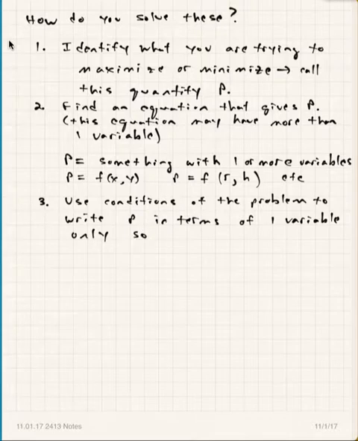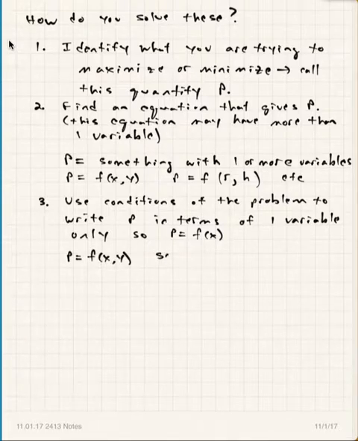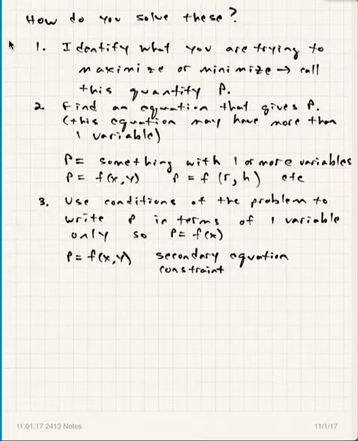So in other words, P is just equal to some function of X, for example. Now, this process usually runs like this. If we've got that P is some function of X and Y, then there's some secondary equation. You'll see this referred to as a secondary equation, or a constraint equation, because it puts an additional constraint on the problem. And so there will be a constraint or secondary equation that connects X and Y to each other.